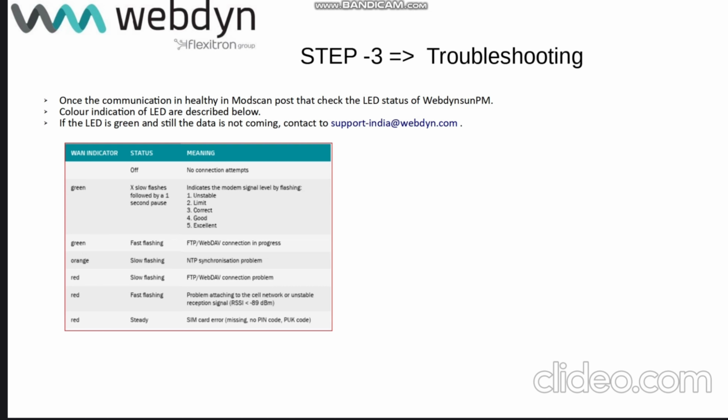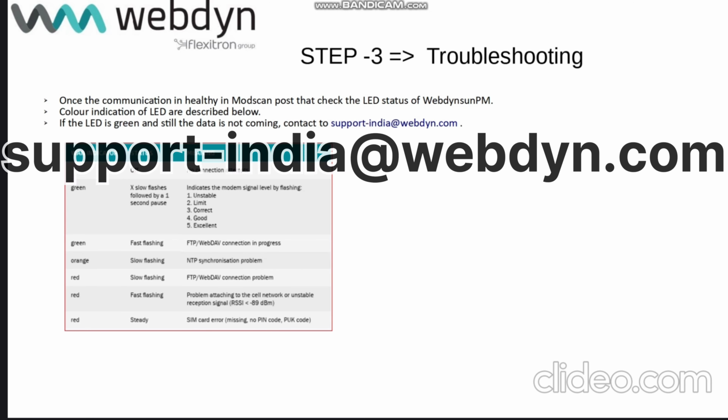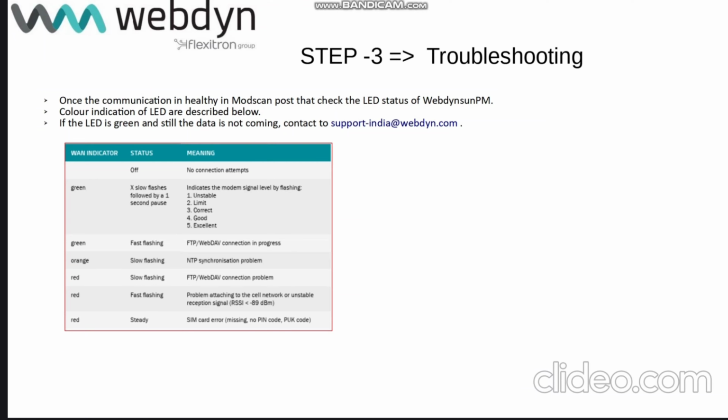If it is green or orange or something else and it is still having a problem, then you may get in touch immediately with Webdyn support, either through call or through the email ID, which is shown over here, support-india@webdyn.com. So that's the immediate troubleshooting step, because this is the general concern that sometimes comes up if your network is not strong enough to push the data.